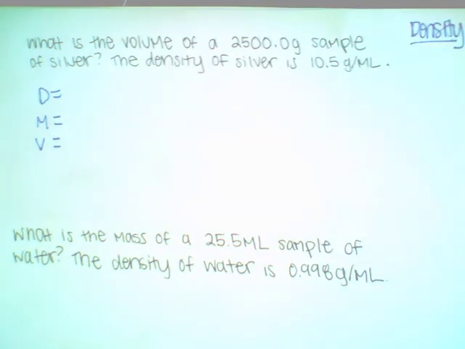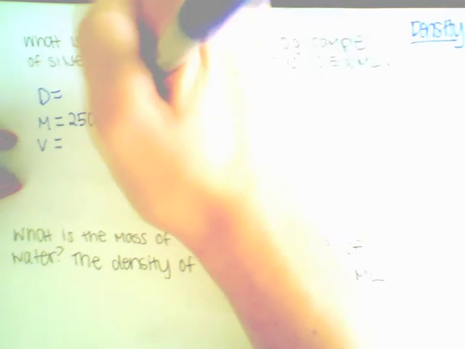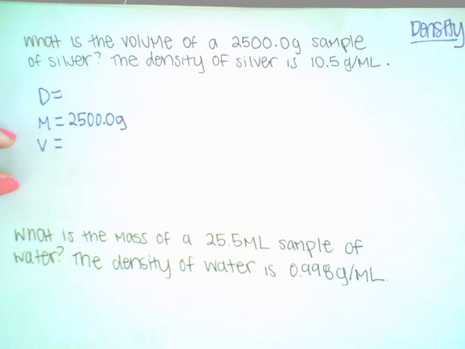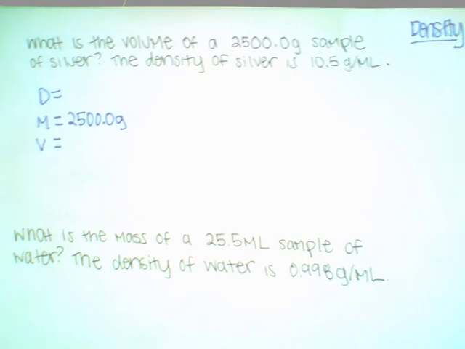Grams is the way we measure mass. So anytime you see grams, you know that that is the mass. Just like when we say pounds, we know we're talking about weight. When we see feet, we know we're talking about height. So mass is measured in grams in chemistry.